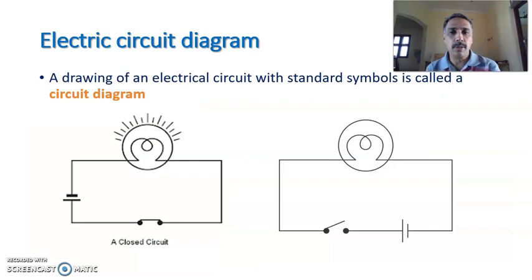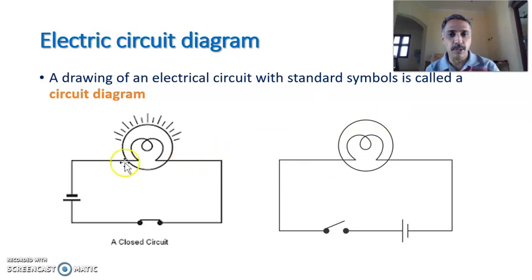So how to draw this circuit? Drawing of an electrical circuit with standard symbols is called a circuit diagram. We cannot draw a bulb, a switch, or a cell as it is. So we need some standard symbols to represent all these things. When we draw the electrical circuit using these symbols, it is called a circuit diagram.